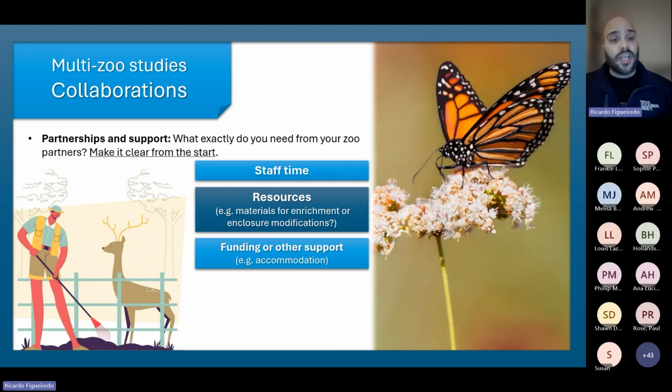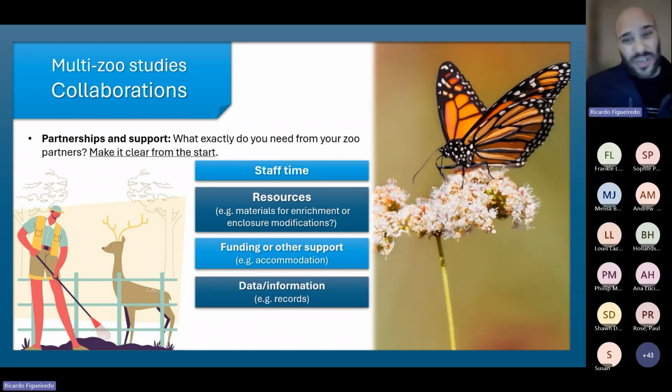Funding or other support. If you need funding for your study, you can request it. Chances are that you won't get it because it's very difficult to get funding. But again, it's important to make it clear whether you need funding or you already have it. Or other support, for example, accommodation. If you're visiting multiple zoos, some of them may be able to provide you with free or cheaper accommodation. Some of them may not. Not all of the zoos have those facilities, but some do. So that's something you can inquire about from the start to see how much support the zoo can and wants to give you.